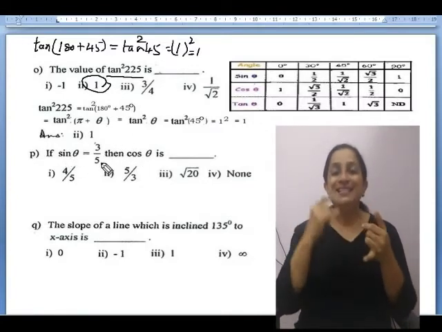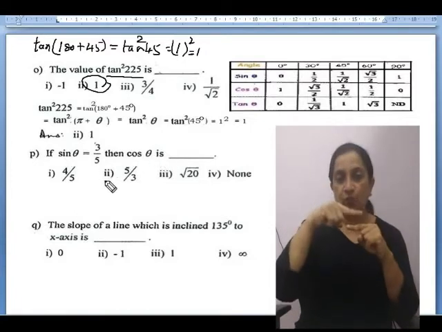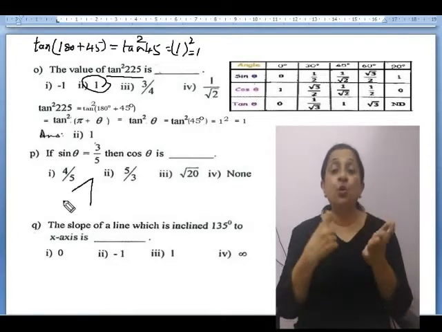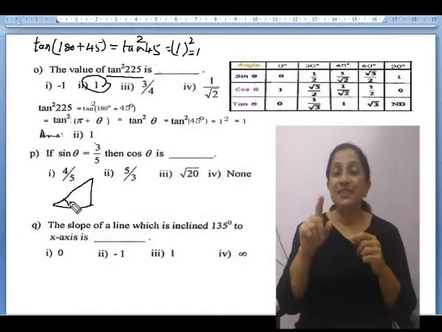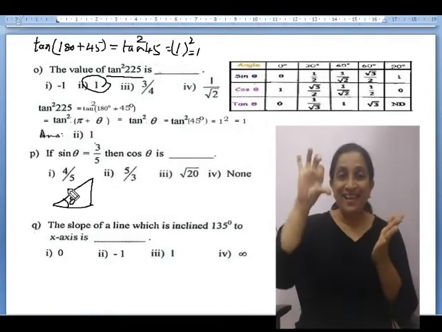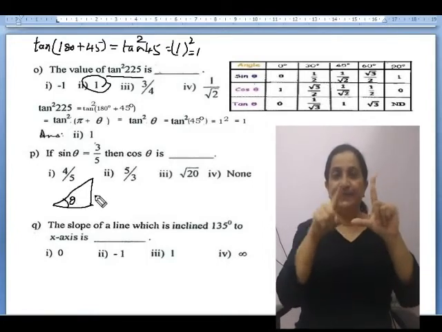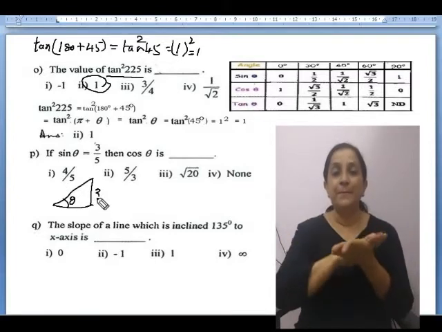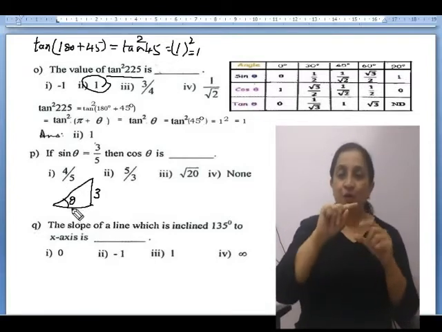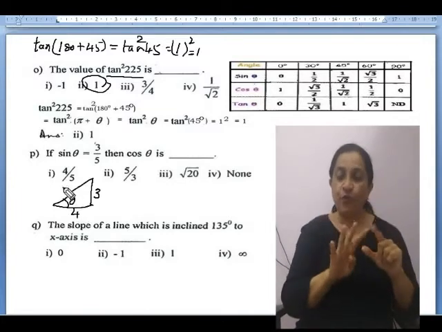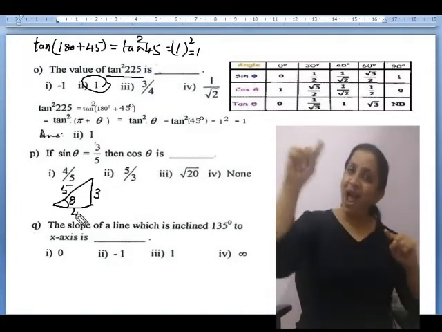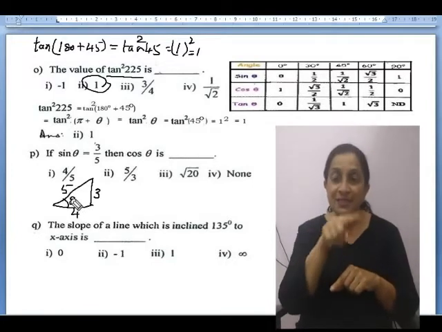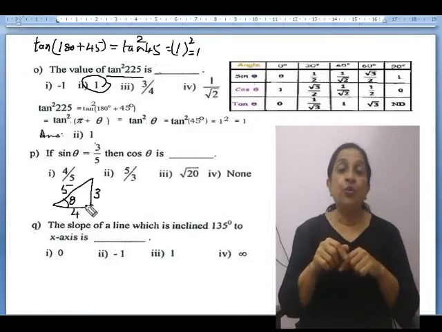Then if sin theta is 3 by 5, what is cos theta? This is coming to the fundamental Pythagorean triangle, and the basic size of the Pythagoras triangle, which is 3, 4, 5. That is 3, 4 and 5, because 3 squared plus 4 squared, that is 9 plus 16, is equal to 5 squared, that is 25. This is the basic Pythagoras triangle.